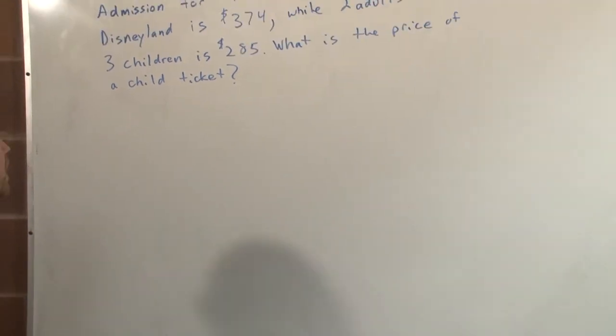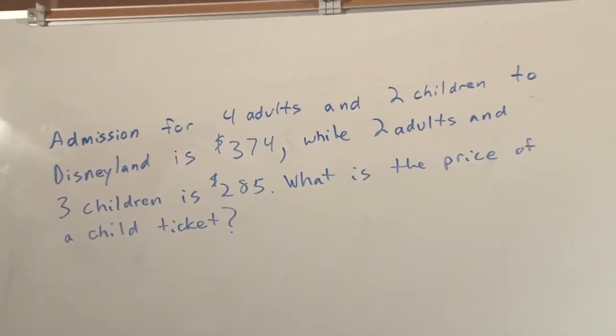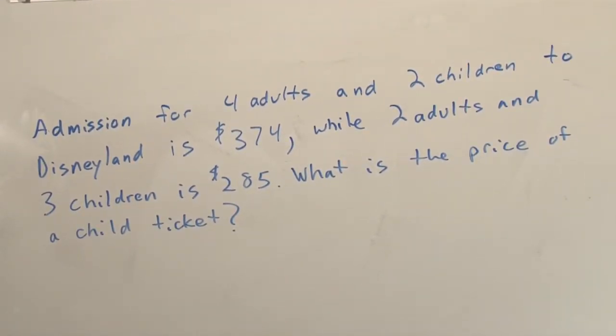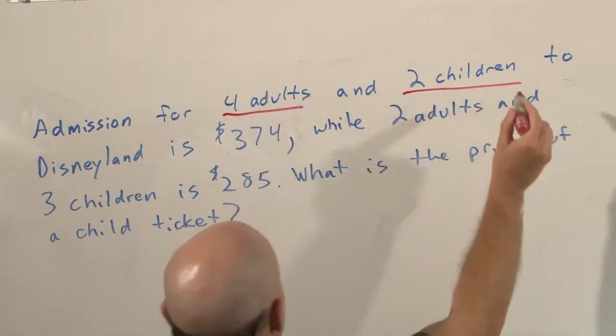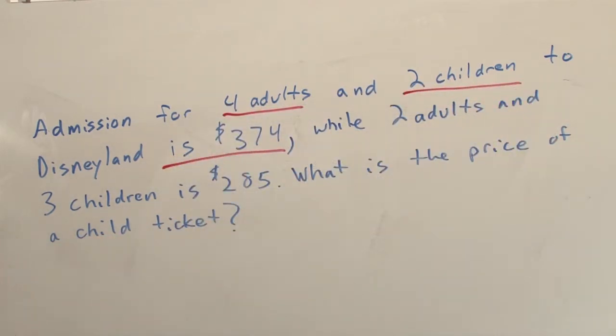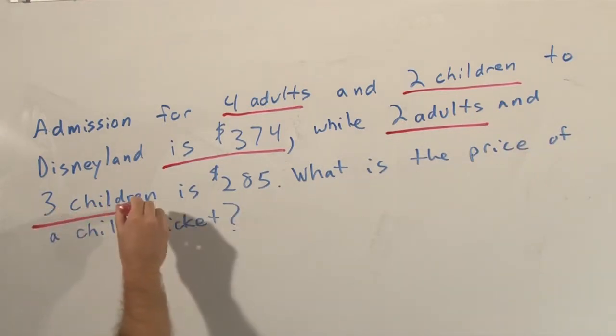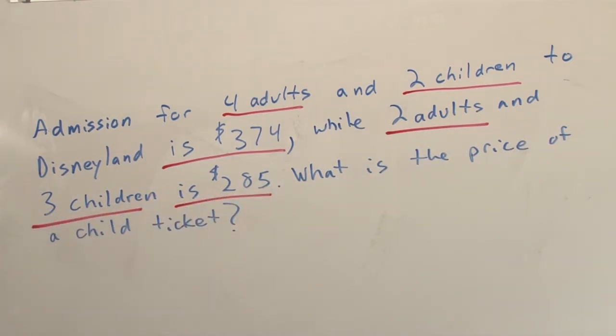This problem reads, admission for 4 adults and 2 children to Disneyland is $374, while 2 adults and 3 children is $285. What is the price of a child ticket? So after reading the problem, you may have to reread certain parts and then gather your information. So from me, I would say what I need right now is I've got 4 adults and 2 children is $374. Let's gather all of our information. So 2 adults and 3 children is $285. Now if I reread the problem, what is the price of a child ticket?